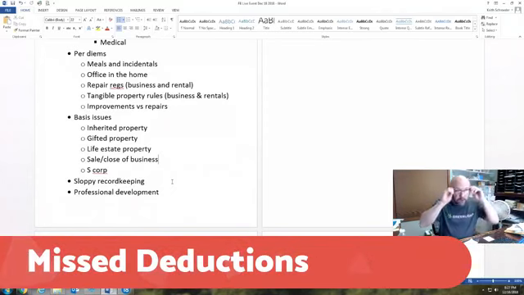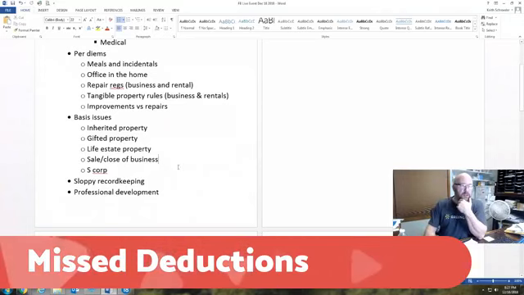The other thing that I want to talk about with basis issues, and I harp on this because it's the one area I see where it's not a missed deduction, but it's a real big problem.